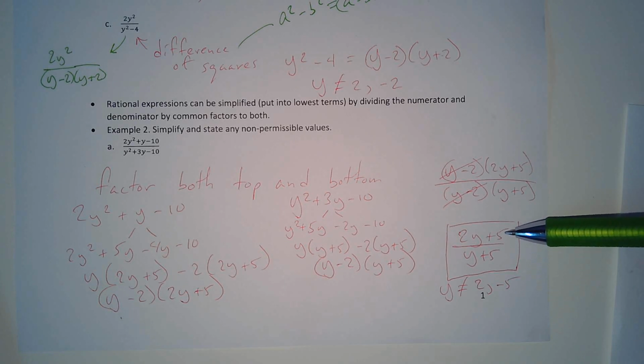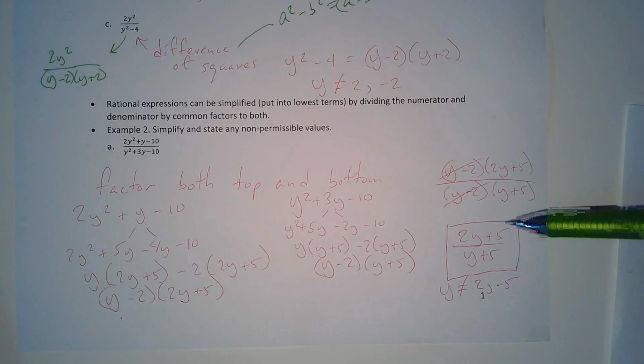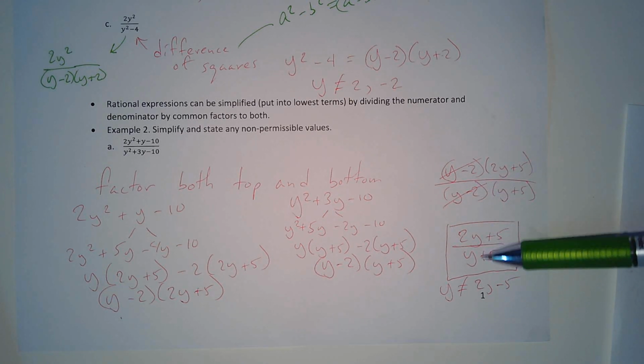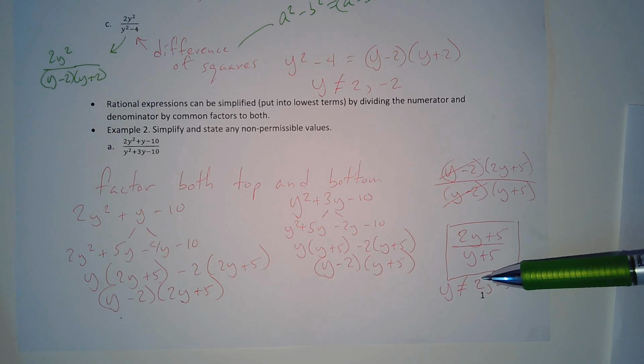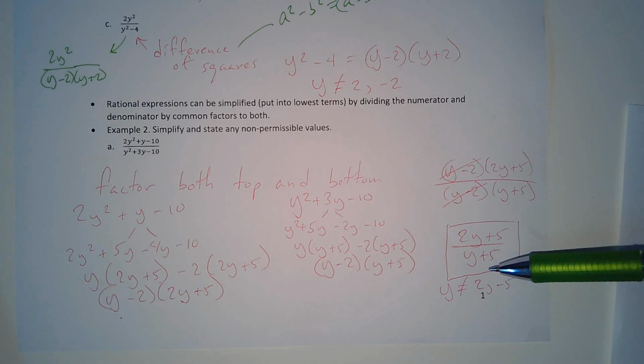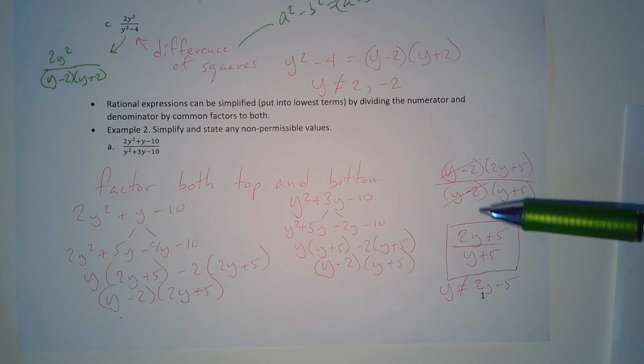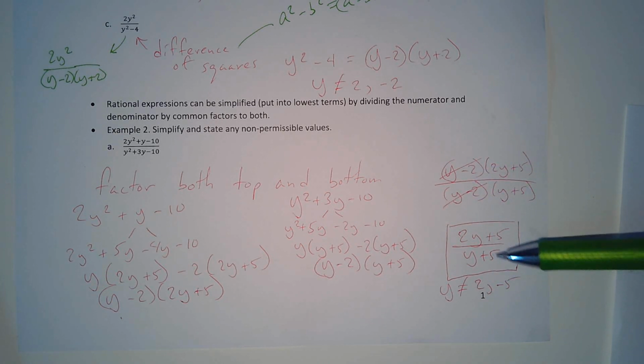Now when we do our non-permissible values, it's whatever the bottom was. So y can't equal negative 5. Notice that even though we canceled this one out, we still have to have the restriction, or the non-permissible value, for it. A lot of times students forget to put this one in because it's not in the final answer. So you have to look at any steps along the way, even though something may be canceled out, and you still have to supply a non-permissible value for that.